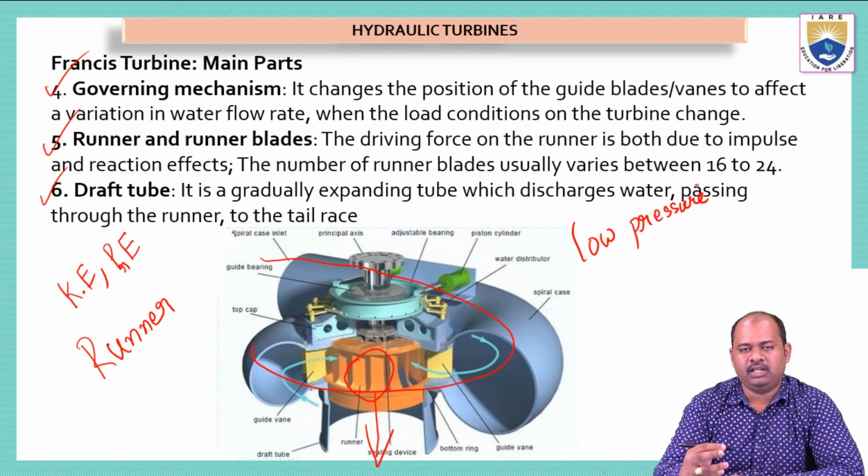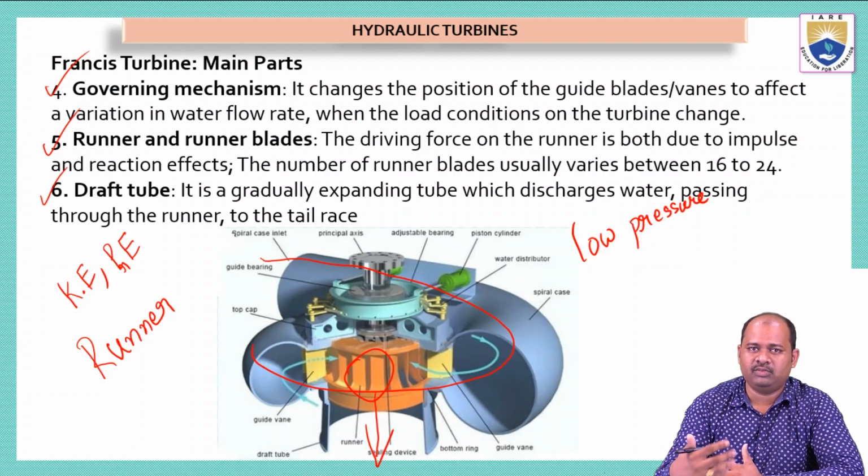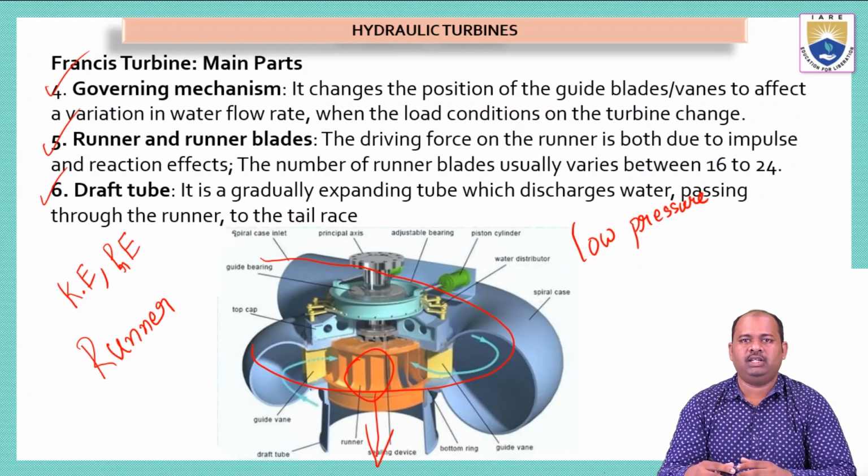The pressure inside the runner is very low when compared to atmospheric pressure. Generally, water will flow easily from high pressure to low pressure. But here the pressure inside the runner is low, and we have to remove the water to atmospheric pressure, which is higher. So that is why we have to connect a tube.